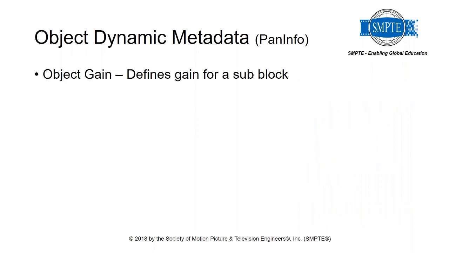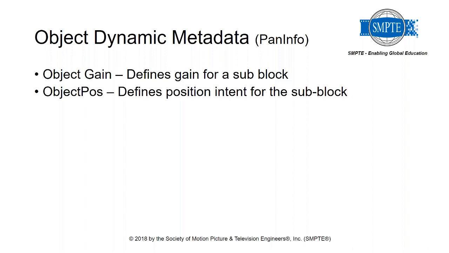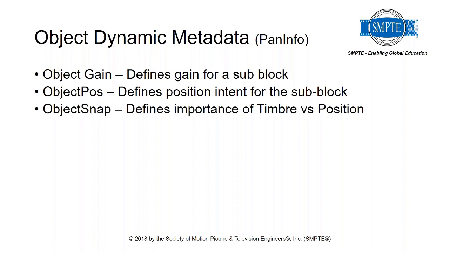Take a little closer look at these dynamic metadata in the object definition element. Object gain, as you probably could guess, defines the gain for a sub-block. That can, of course, vary over the course of a frame. Object position may or may not change over the course of the frame. This defines position intent. And the reason I call it position intent is, of course, it's up to the renderer and the way the sound system is configured upon playback, how accurately the renderer is going to be able to reproduce the position intended. So that's why a lot of these parameters are defined as intent.